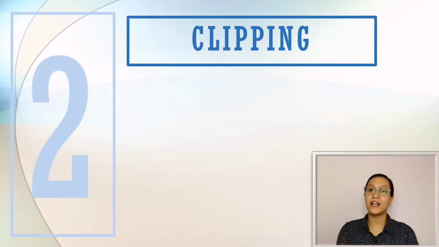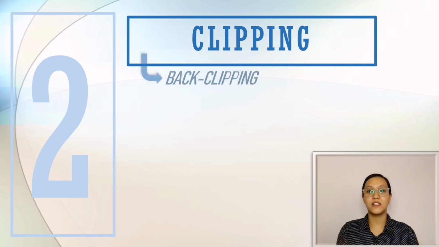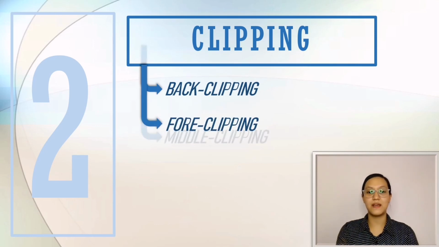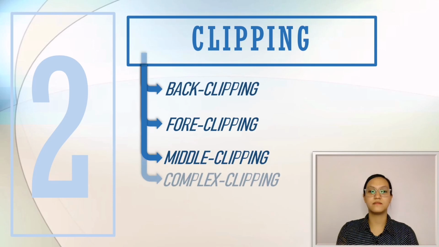Next, clipping. Clipping is a process in which a word is reduced to a shorter form where the word produced has the same meaning as the original word. Just like affixation, clipping also has subtypes: back clipping, fore clipping, middle clipping, and complex clipping.